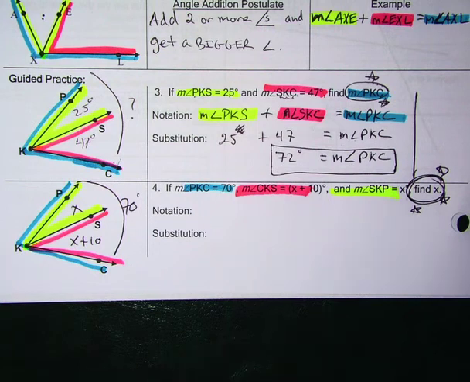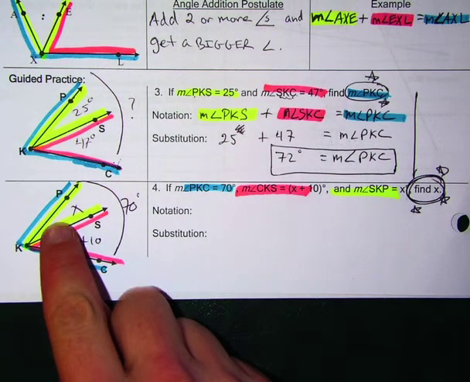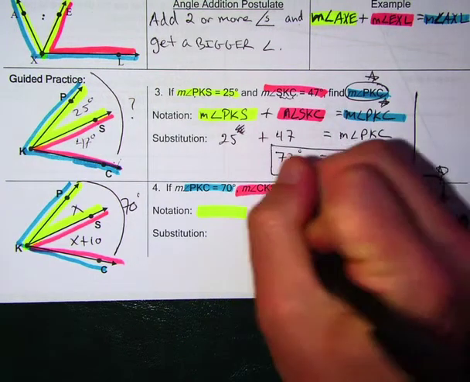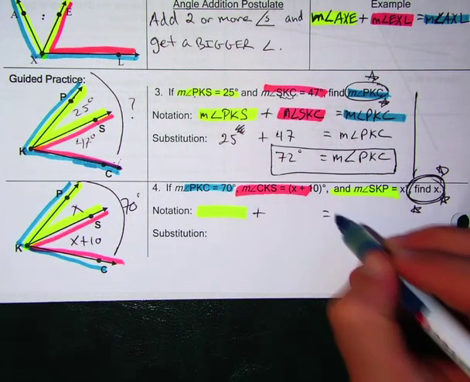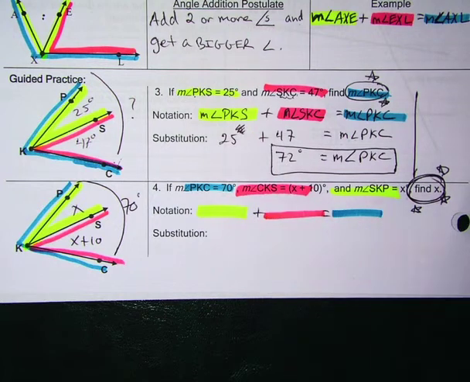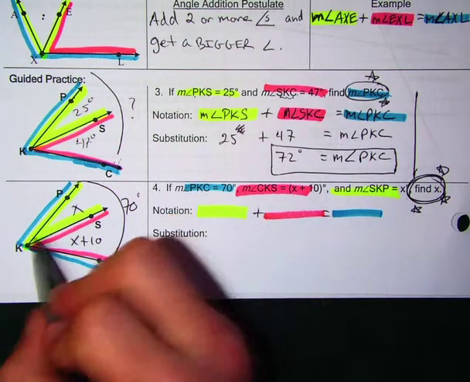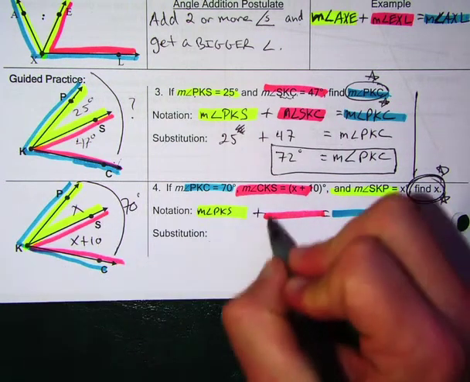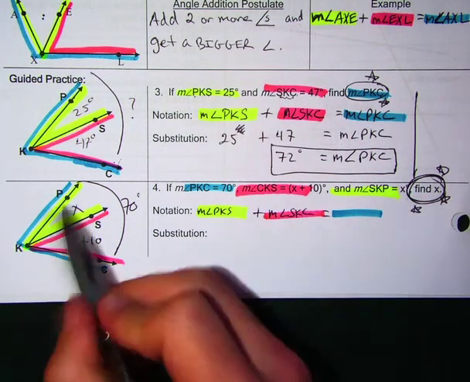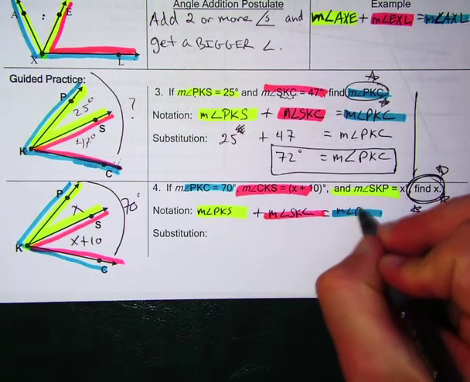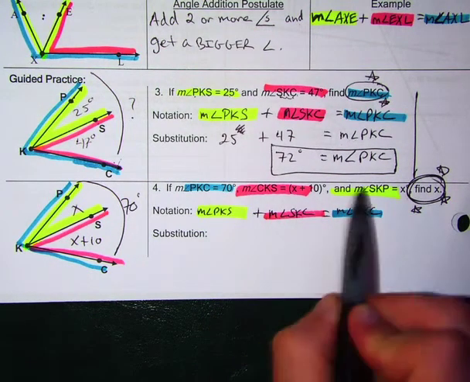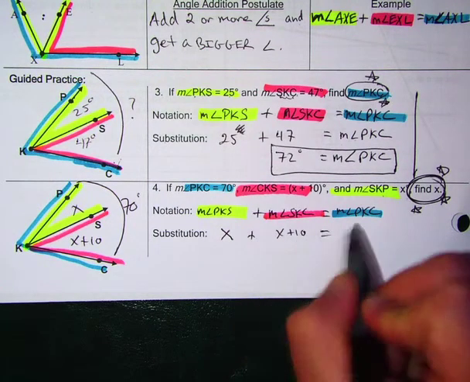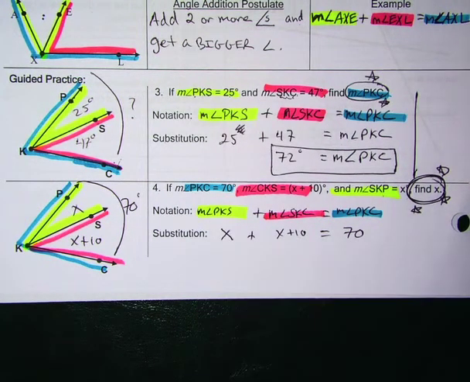Okay, so my notation, it's still the same idea. Yellow plus pink is equal to blue. Put the names in, so the measure of angle PKS plus the measure of angle SKC is equal to the measure of angle PKC. But put things in the right spot. So yellow is just x, pink is x plus 10, and blue is 70. Don't just go in order or you'll get it wrong.